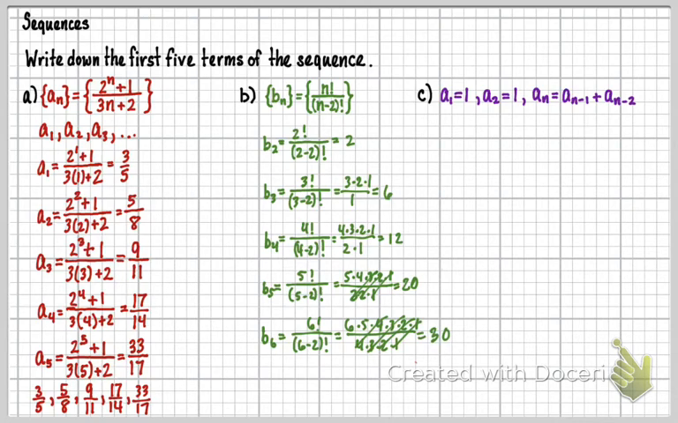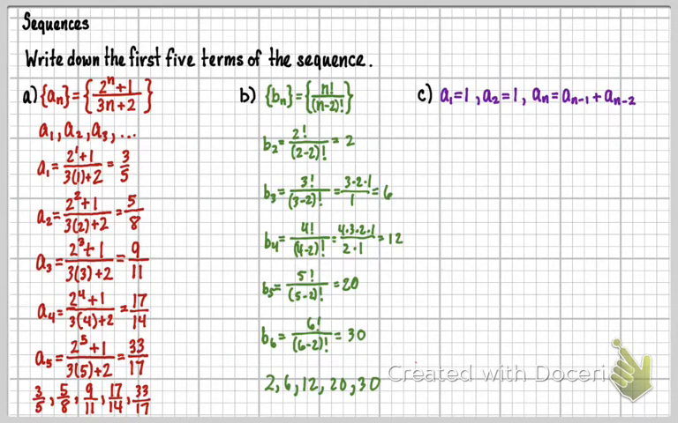So there's my first 5 terms. But again, this one started at B2, so I don't necessarily always have to start at the first one, A1, B1, C1, or whatever you want to call it. So that means my list of numbers here is going to be 2, 6, 12, 20, and 30. And that's going to be my list, my first 5 terms. Now again, remember that this does keep going on, but for this one, it only asks for the first 5 terms. So let's move on to C now.